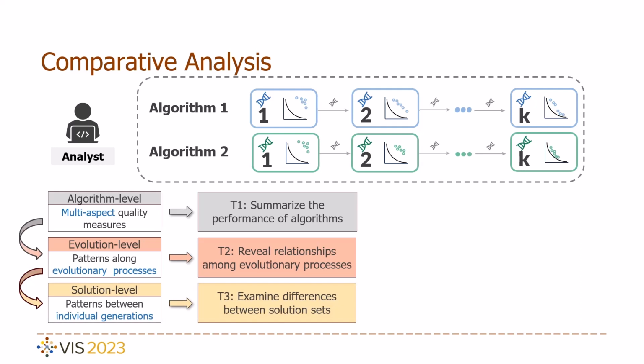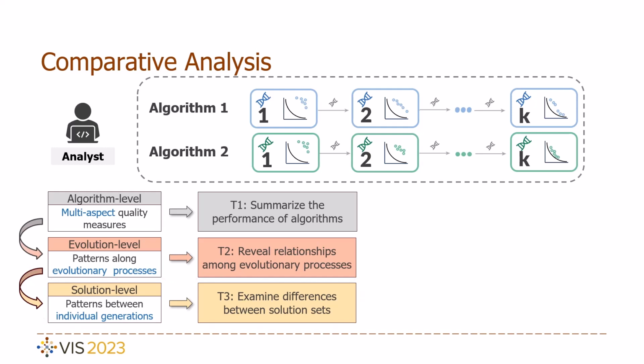The algorithm level comparison serves as an overview. Utilizing multi-aspect quality measures, it should help analysts understand the overall performance of algorithms from multiple aspects. A more in-depth comparison can be done in the evolution level, which will help analysts identify similar or distinct patterns among evolutionary processes. The detailed patterns between individual generations should be provided in the solution level, showing nuanced differences between solution sets in the objective space.